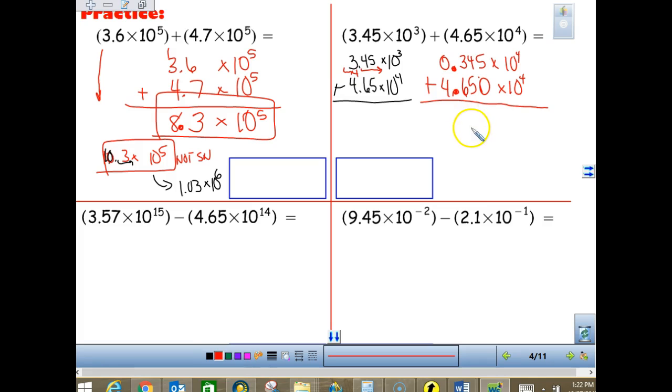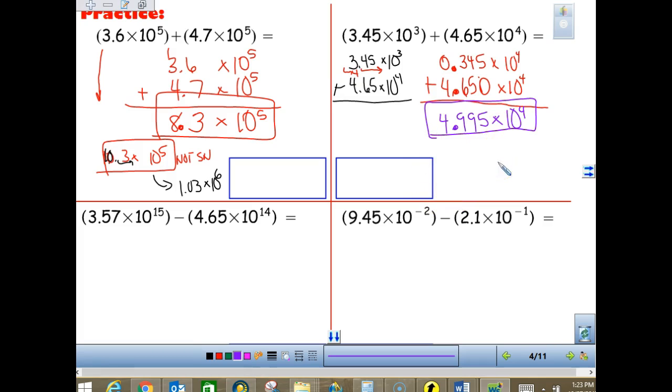And so now we are going to add these two. We can add them when the power is the same. We couldn't before. So as we do that addition, we're going to still have 10 to the 4th. And we are adding. So I have 5. 5 and 4 is 9. 6 and 3 is 9. 4.995. Again, I do not have to rewrite this answer. I can leave it in scientific notation.